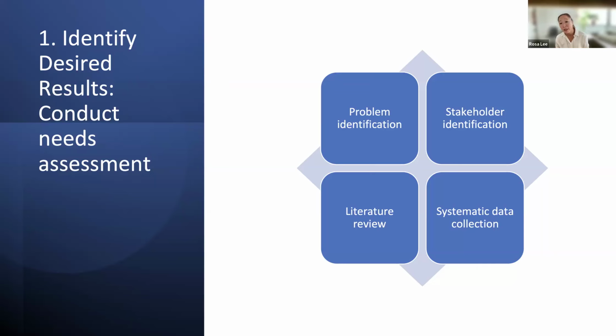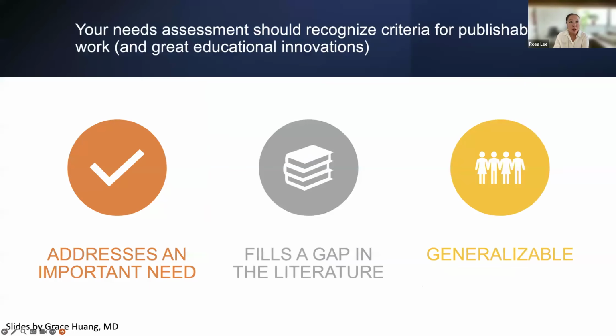So that's where the systematic data collection piece comes in. What has already been done to address a problem that you also want to address? How effective is it? And that will help you identify ways to tailor your educational project to create something that's new and builds upon the existing literature. So again, as you do this needs assessment, you're also simultaneously thinking about whether or not it's going to have a great potential for being published, right?